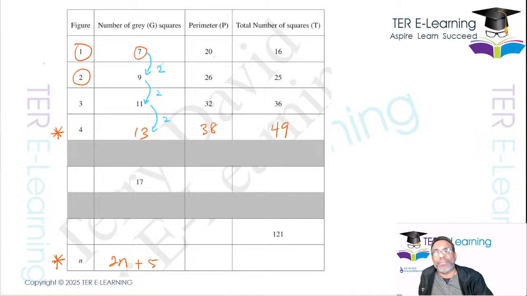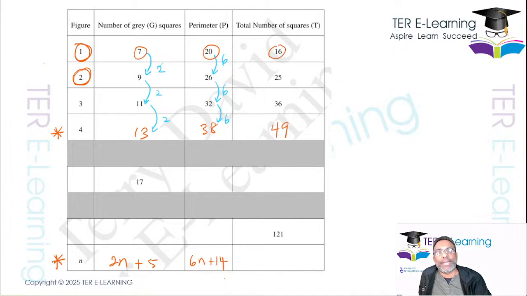Now when we do the second column, when you jump from here to here, you're adding 6. Jump from here to here, you're adding 6 as well. And jump from here to here, you're also adding 6. Because I keep adding 6, that 6 has to appear in the formula somehow. So let's start with 6n. Now if you want to get 20 here and I plug 1 into my formula, it has to be 6n plus 14. You can try it with the second figure. 6 times 2 is 12, and 12 plus 14 gives me 26, so it works out well. So that's my formula there, 6n plus 14.